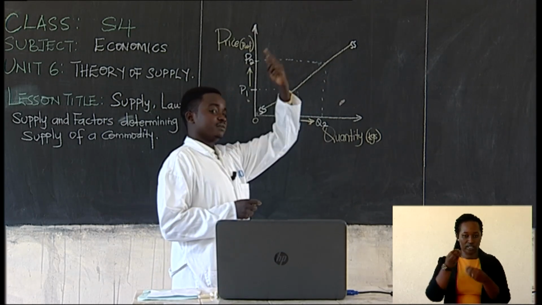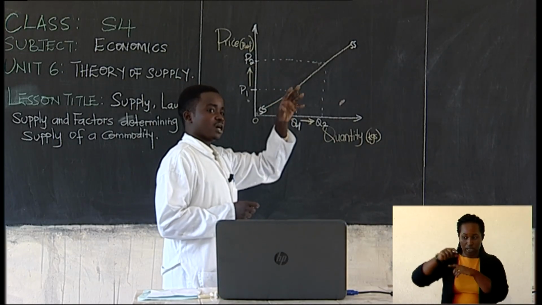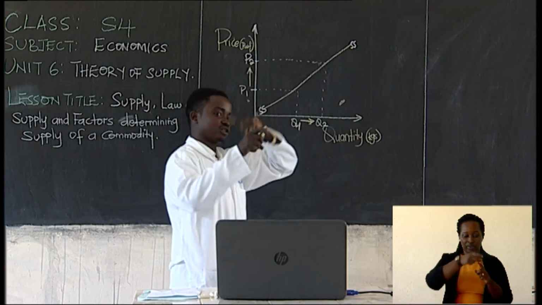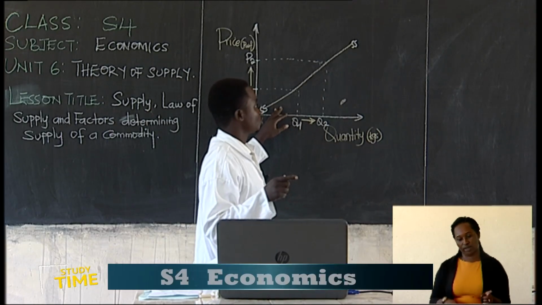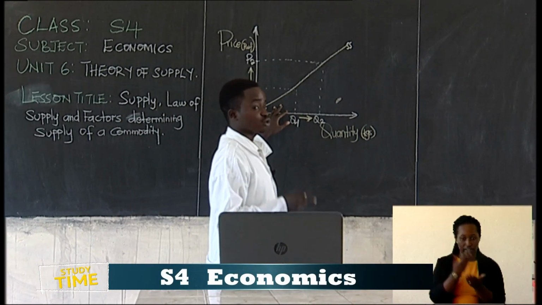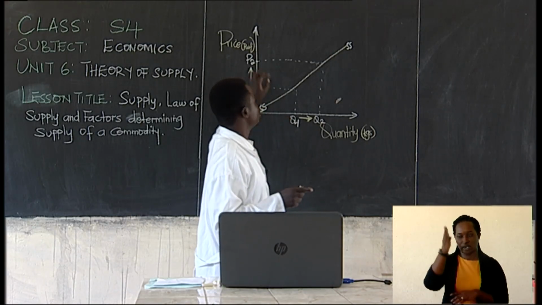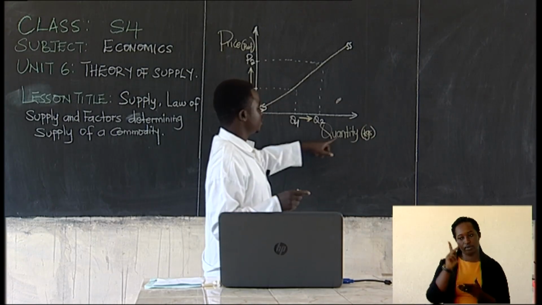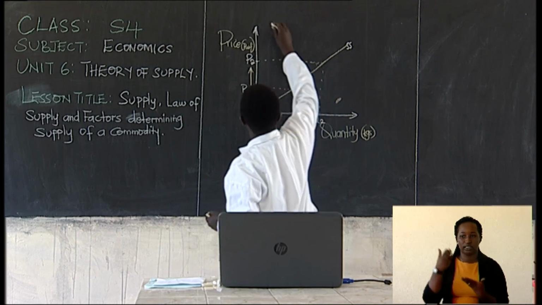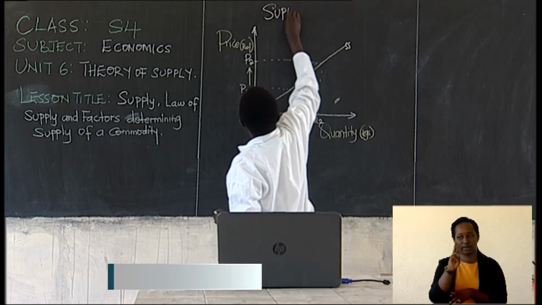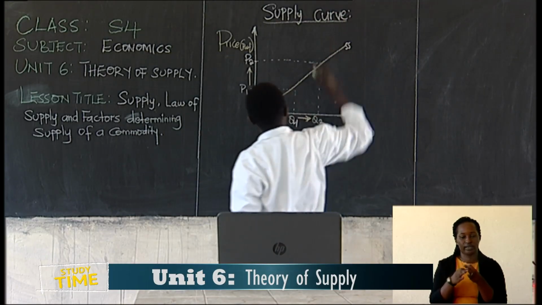But now in demand, what we talked about, price increases, quantity demanded reduces, price falls, quantity demanded increases. Inverse relationship. That's why in the demand curve we saw a negative slope, but here we have a positive slope. There is a direct relationship between these two variables, price and quantity supplied. So this is our supply curve, which explains the law of supply.